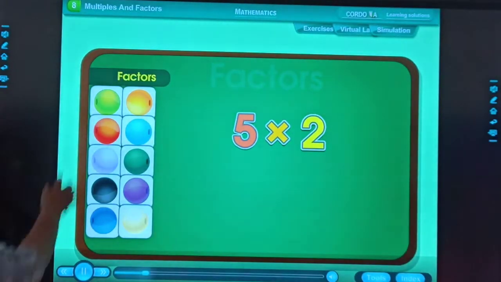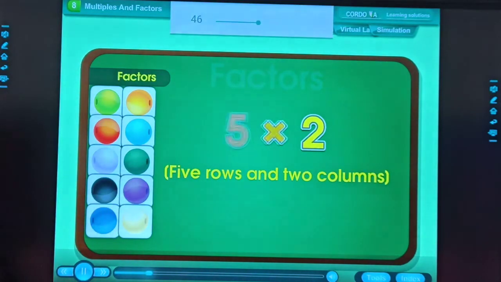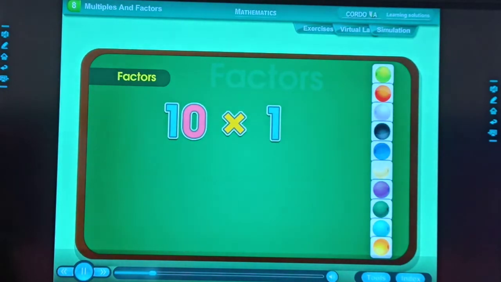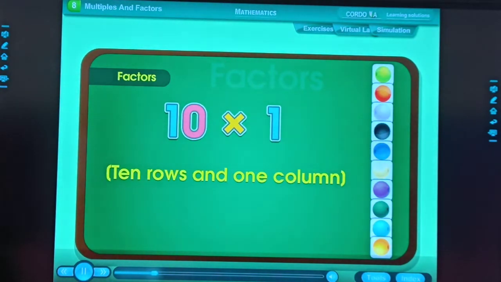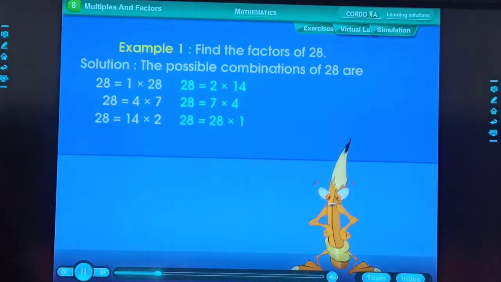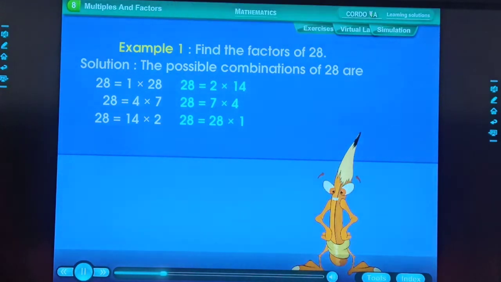5 into 2. 5 into 2. 5 rows and 2 columns. 10 into 1. 10 rows and 1 columns. Example 1. Find the factors of 28. Solution. The possible combinations of 28 are 28 is equal.